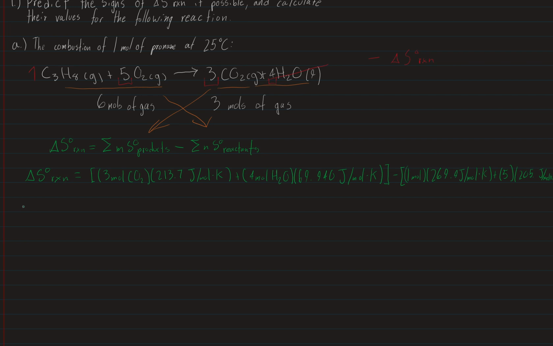And all of that you put into a calculator, it should give you negative 374.0 joules per Kelvin. So as you can see, our prediction is correct. We do get a negative number, I mean a negative change in the entropy of the reaction. So this is how you confirm your prediction by using this equation right here. So yes, thank you.